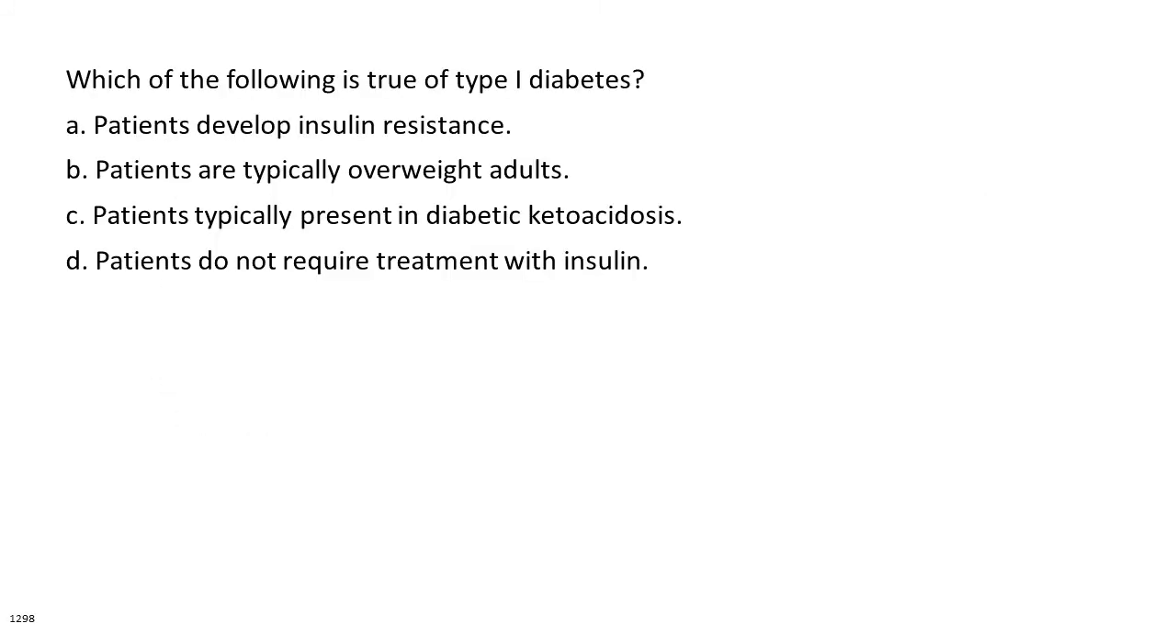Which of the following is true of type 1 diabetes? A. Patients develop insulin resistance. B. Patients are typically overweight adults. C. Patients typically present in diabetic ketoacidosis. D. Patients do not require treatment with insulin.